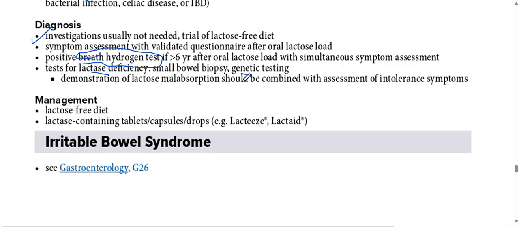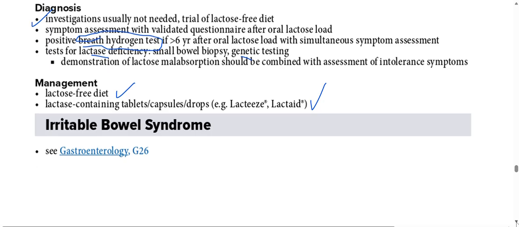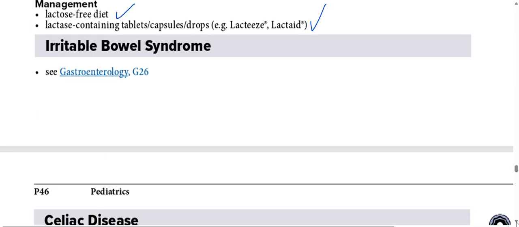Okay, the management is basically you have to give a lactose free diet and lactase containing tablets, capsules or drops.